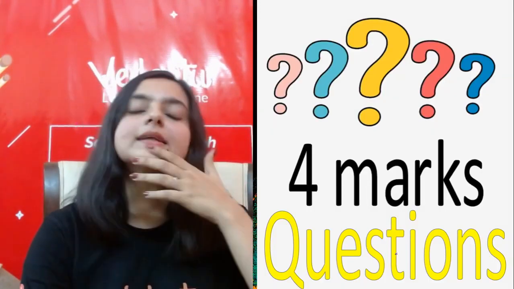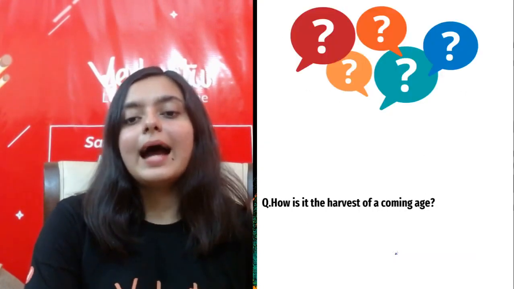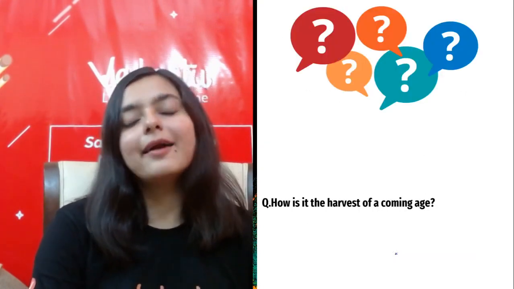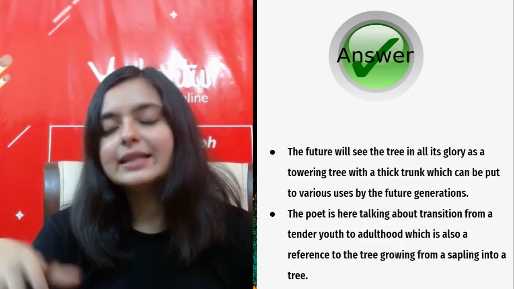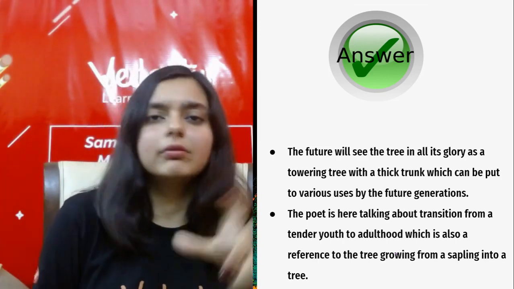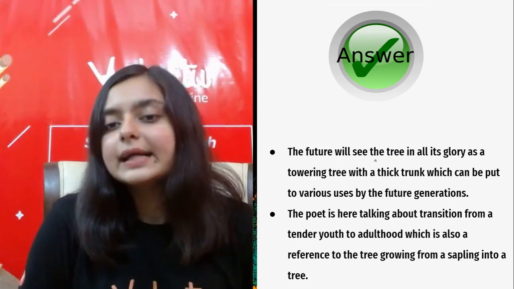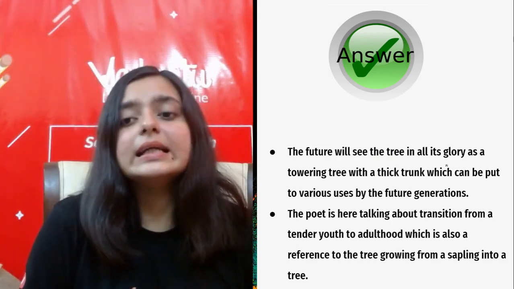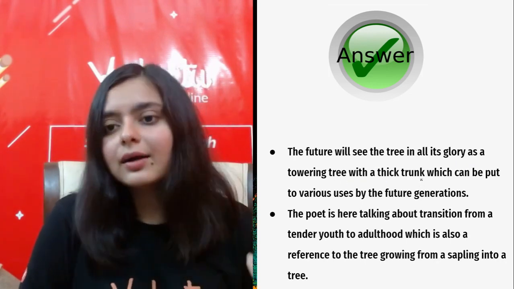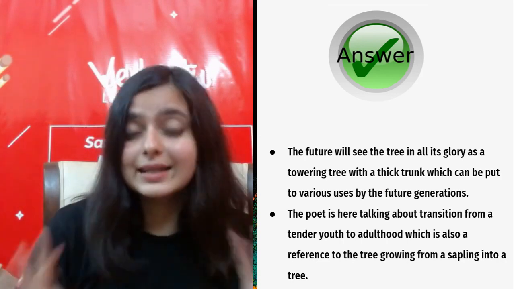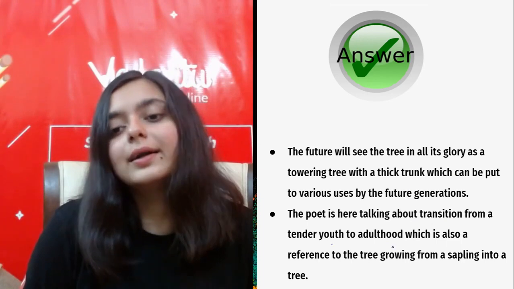And the last question is for 4 marks, guys. This is the extract, okay? And the question is, how is the planting of the tree a harvest of a coming age? So definitely the future generation, when he's talking about the future generation. Since I have already given you the entire explanation, you can take points from there as well, right? So the future generation will see the tree in its glory as a towering tree with a thick trunk that could be put to various use, right? So he's talking about a transition from tender youth to adulthood.